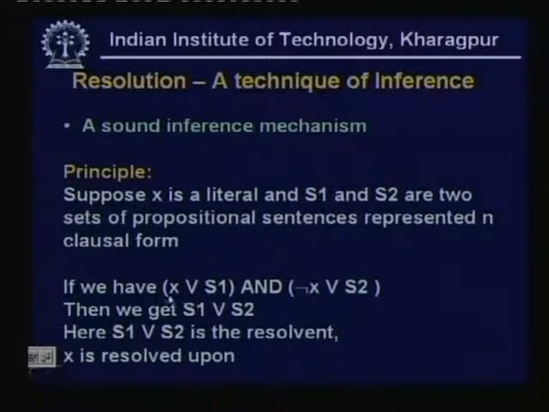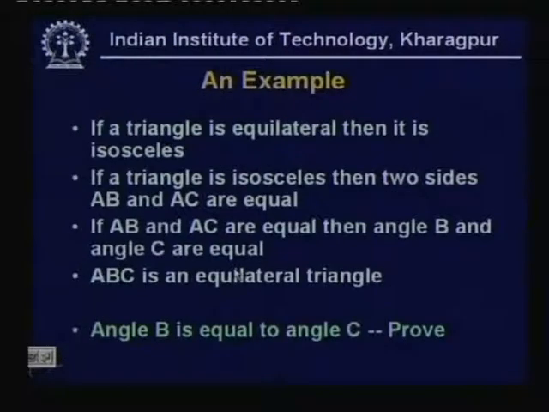Therefore, we can eliminate a literal with its complement. S1 or S2 is the result of the resolution, so this process is called resolution. We take two clauses and resolve one literal with its negation, and the remaining parts when combined give us the resolvent. S1 or S2 is the resolvent and X is the literal that is resolved upon, and the entire process is resolution. Now, what is the purpose of this?